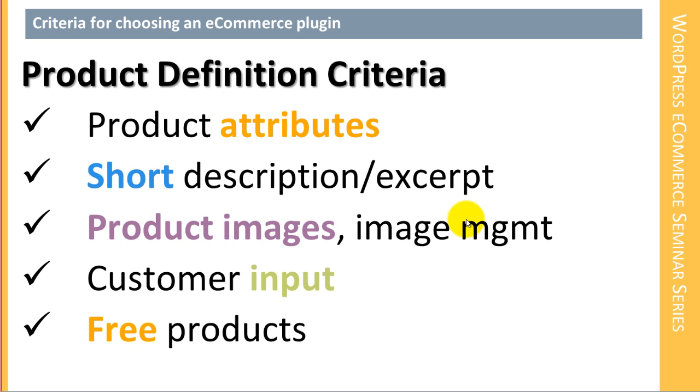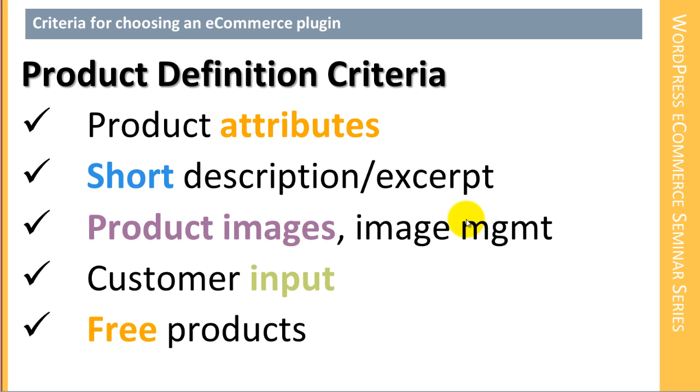You want to know whether or not it provides you the opportunity to do a short description of a product or an excerpt. This can be useful in the product catalog. It can be useful as an intro to the main product page, that sort of thing. You want to know whether or not it supports product images, and if it does, does it support and manage multiple product images? So can you have a little slideshow of the products? If you've got a product with 10 images, how does it manage those images?